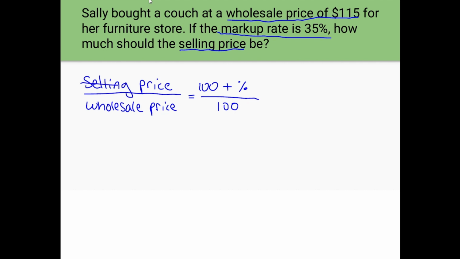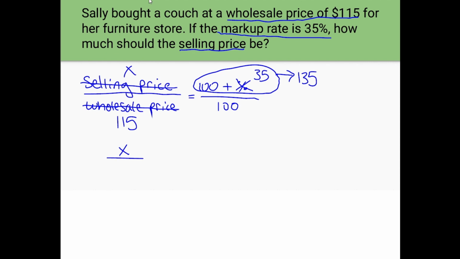Selling price, that's what we're trying to find here. Wholesale price, that is going to be 115. And my percentage here, they tell me is 35. So I have 100 plus 35. I can clean that up right now, so it's 135 over 100. Okay, so right now I'm working with x over 115 equals 135 over 100.